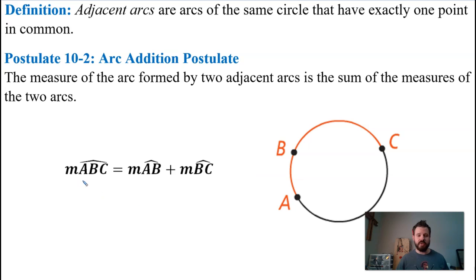So if I want to know the measure of arc ABC, the arc that goes from A through B to C, I could just add arcs AB and BC together. That would give me that total. Again, since arc measures are coming from central angles, just like we can add angle measures together, we can also add arc measures together.